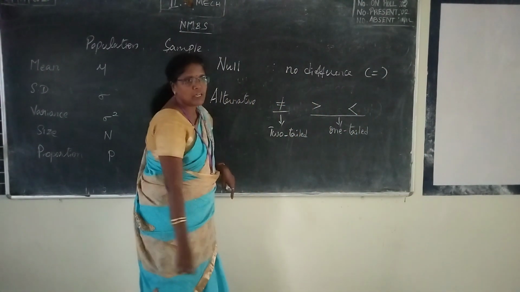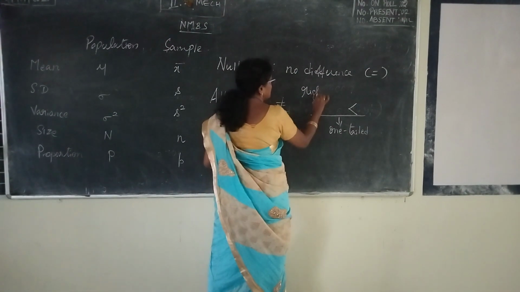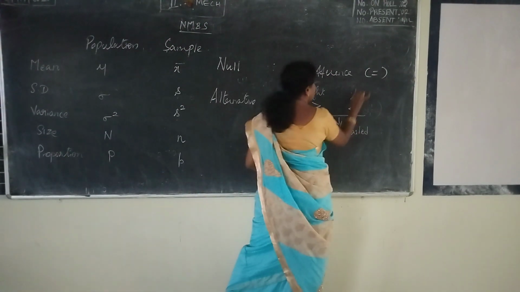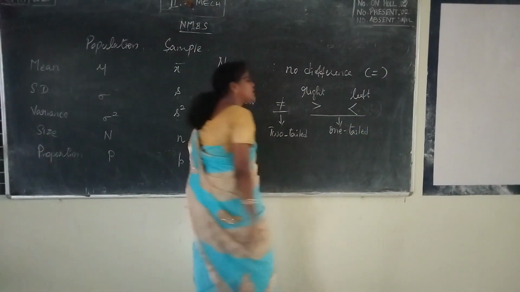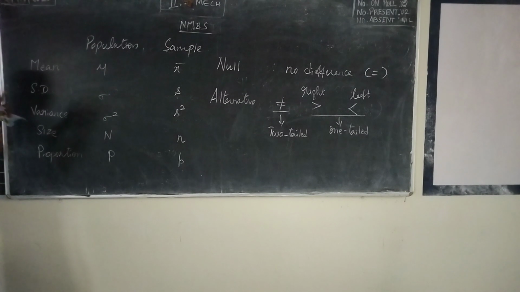Okay, in particular, if you assume it as greater, it will be called a right-tailed test. If it is lesser, it is called a left-tailed test. All the clarifications are important to solve your problem, whether it is two-tailed or one-tailed. Not equal to means it will become a two-tailed test. Greater than or lesser than means it will become a one-tailed test. Any doubts so far? Okay.